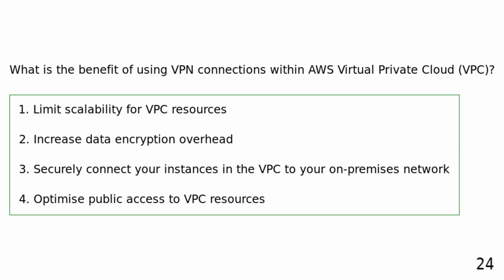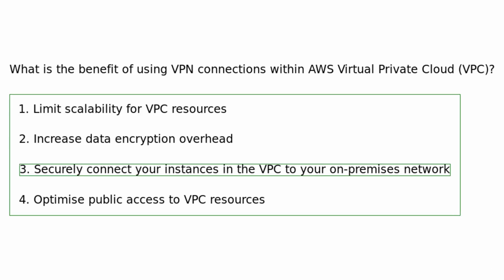What is the benefit of using VPN connections within AWS Virtual Private Cloud? Limit scalability for VPC resources. Increase data encryption overhead. Securely connect your instances in the VPC to your on-premises network. Optimize public access to VPC resources. Using VPN connections within an AWS Virtual Private Cloud allows for securely connecting instances in the VPC to your on-premises network, ensuring secure communication between both environments.